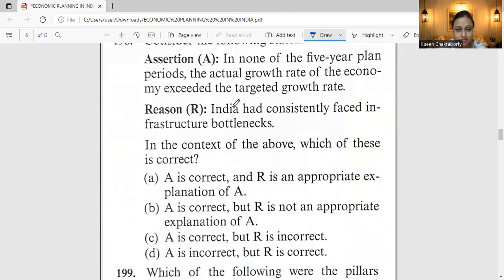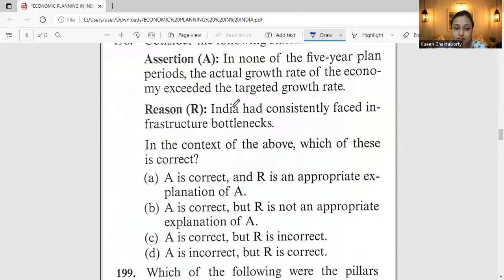Consider the following statements. Assertion: in none of the 5-year plan periods did the actual growth rate of the economy exceed the targeted growth rate. And the reason is India had consistently faced infrastructure bottlenecks. In the above context, you have to say which is correct. A is correct and R is the appropriate explanation of A. A is incorrect, but R is not the appropriate explanation of A. A is correct, but R is incorrect. A is incorrect, but R is correct. Okay.